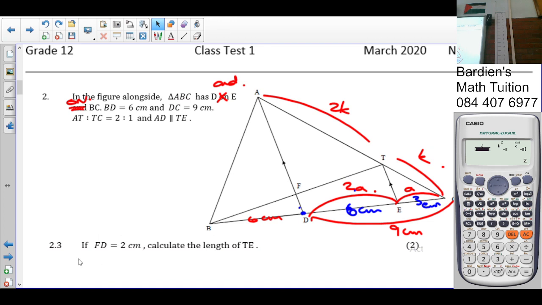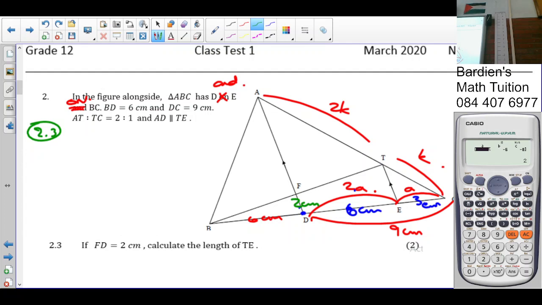Figure 2.3. In question 2.3, the question says calculate the length of TE if FD is 2 centimeters. So we all can see FD is 4, not so? Because of the midpoint here. But how do we label this?